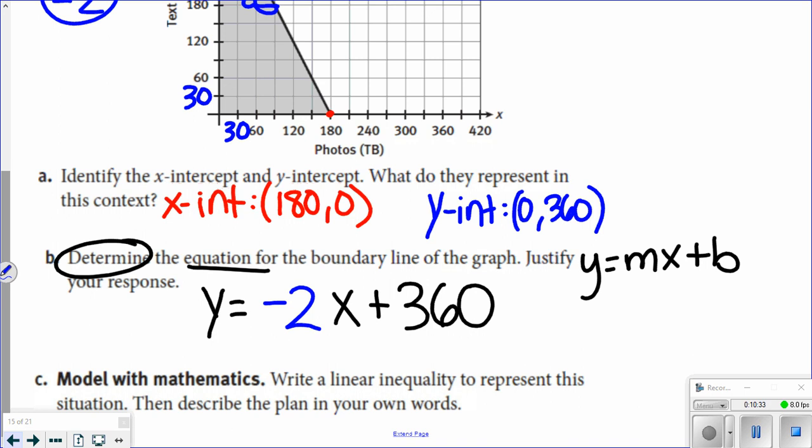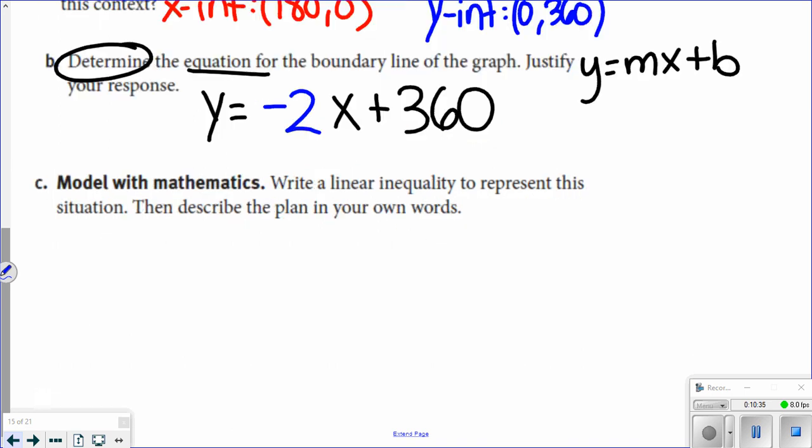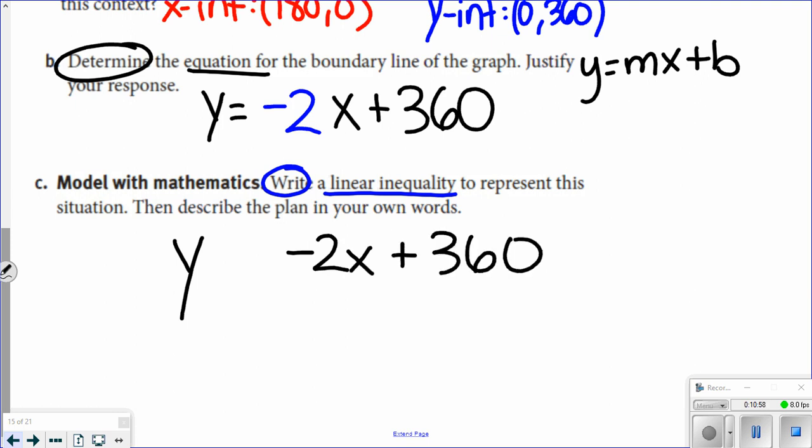But for question C, we know that we can't write an equation because an equation has no shading. Okay, an inequality has shading. So I'm going to keep my y and -2x plus 360. And what we need to figure out is what our inequality symbol is going to be here.